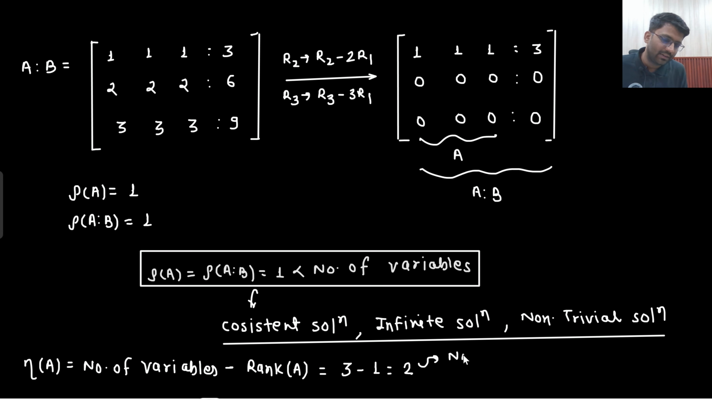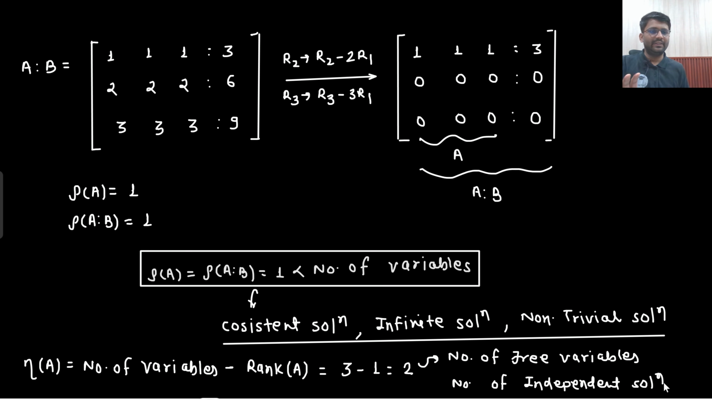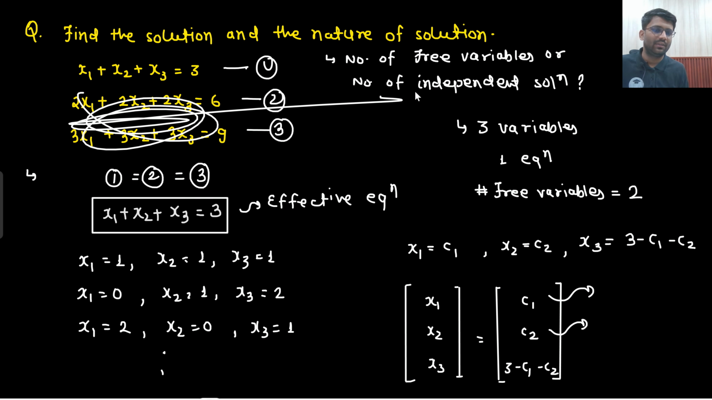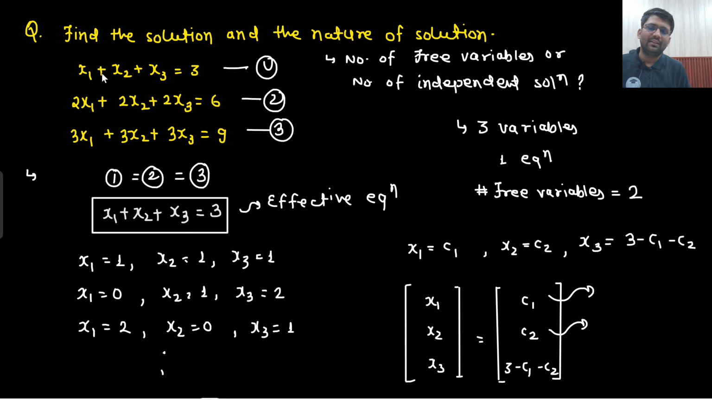And what is it representing? It is representing the number of free variables, or you can say the number of independent solutions. And why is it representing that? Because if nullity is coming out to be 2, that means 2 rows are gone. 2 equations are gone. Then only one equation is left. One equation, 3 variables. That means 2 variables will be free.